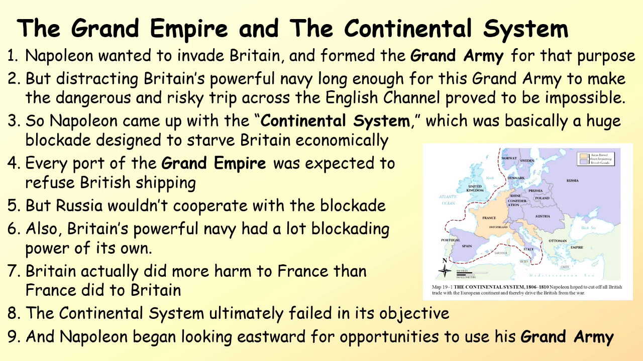But Russia wouldn't cooperate with the blockade. Also, Britain's powerful navy had a lot of blockading power of its own. And Britain actually did more harm to France than France did to Britain. The Continental System ultimately failed in its objective to starve the British. And Napoleon began looking eastward for opportunities to use his Grand Army.